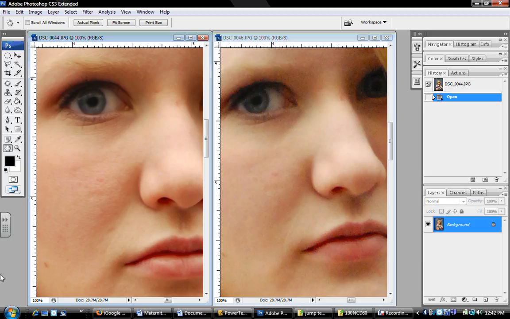Lots of detail. You can see, I don't know if you can see on the video, but here on my computer I can see individual eyelashes, very smooth skin, nice transitions, nice gradient of color all around.